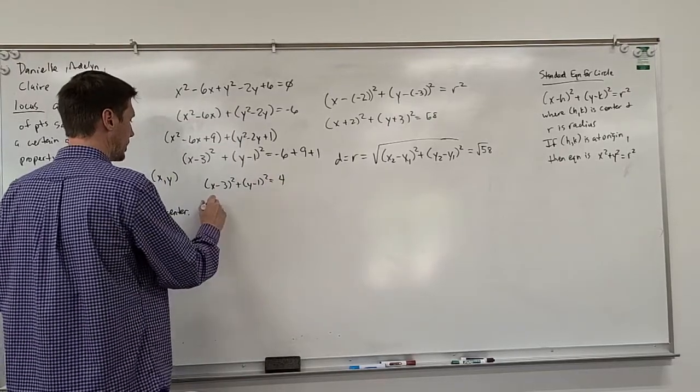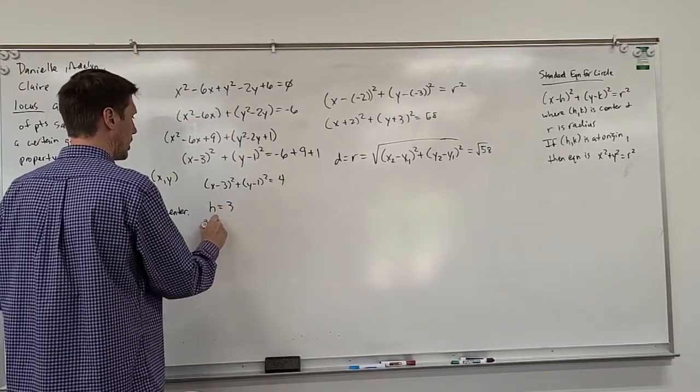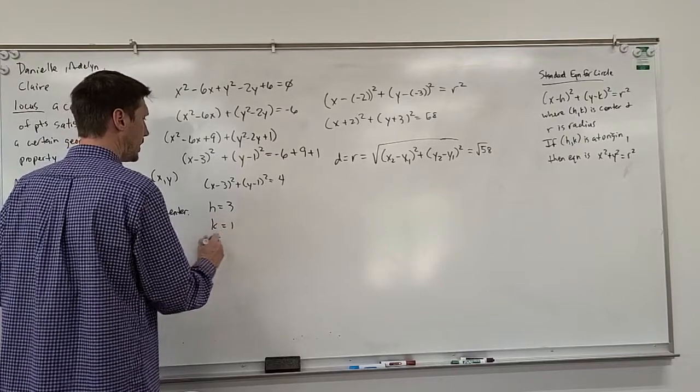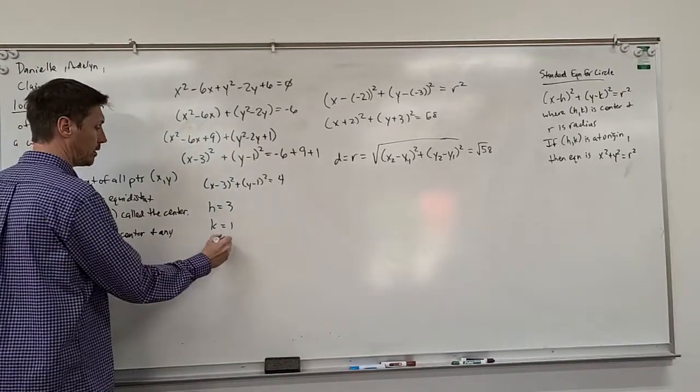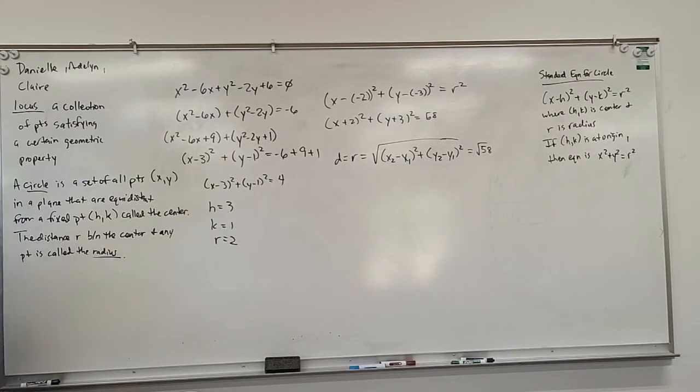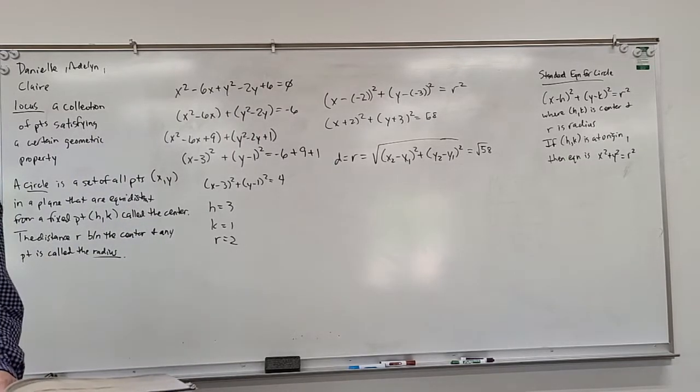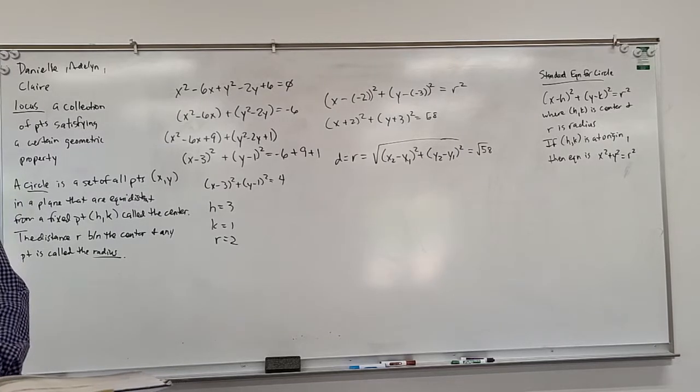And so we can say that our h is 3, our k is 1, and our radius is the square root of 4, which is 2. And so then that's really easy for me to plot on a coordinate plane. Everybody understand that? Like I said, this part's really a review. We had to do the same sort of thing in the previous chapter.